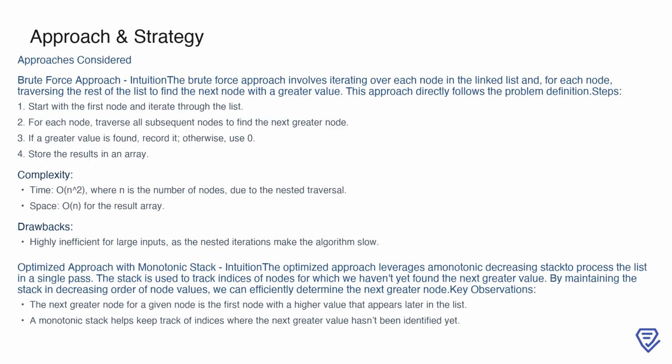Specifically, the nested iterations result in a time complexity of n squared, which makes it highly inefficient as the size of the linked list grows. Additionally, while the space usage for storing results is linear, the time inefficiency becomes a bottleneck for large inputs. This motivates the need for a more optimized approach to improve performance.